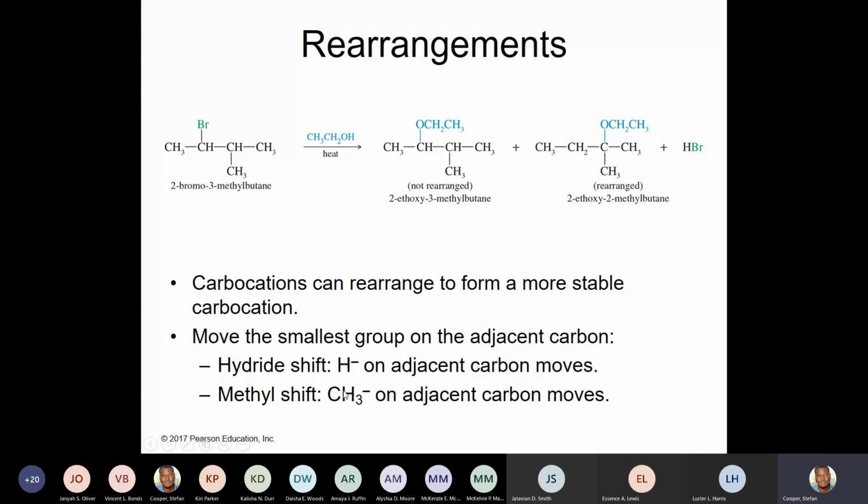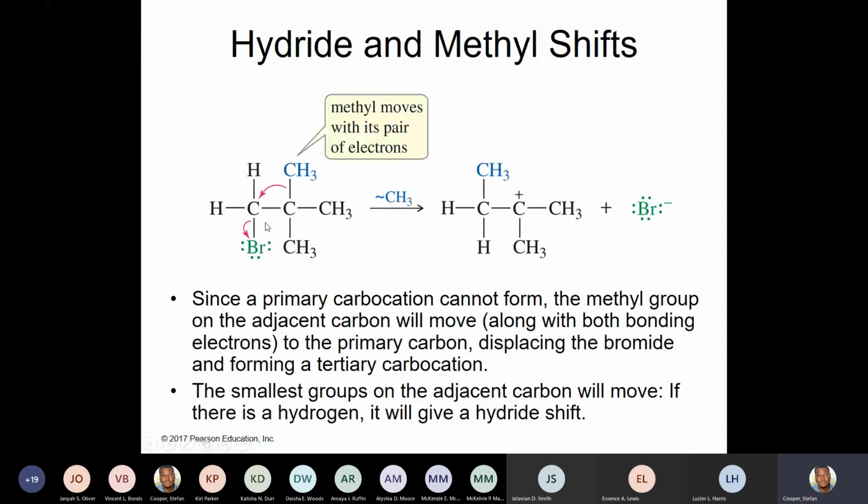A hydride shift or a methyl shift can occur to generate carbon cations or to rearrange carbon cations, and they're going to always rearrange to form a more stable carbon cation. Right, so up here, this is a methyl shift that occurred.